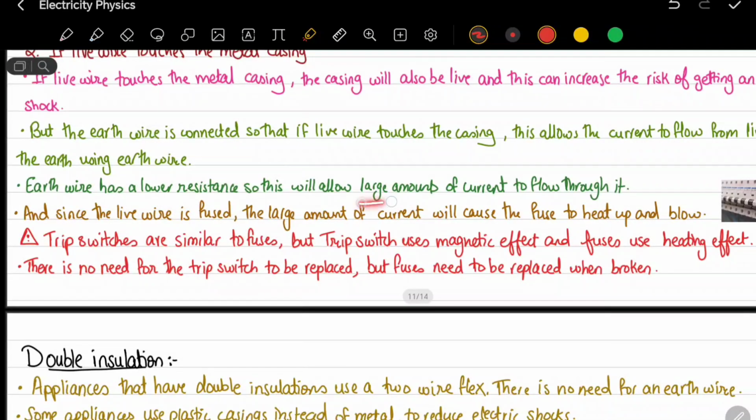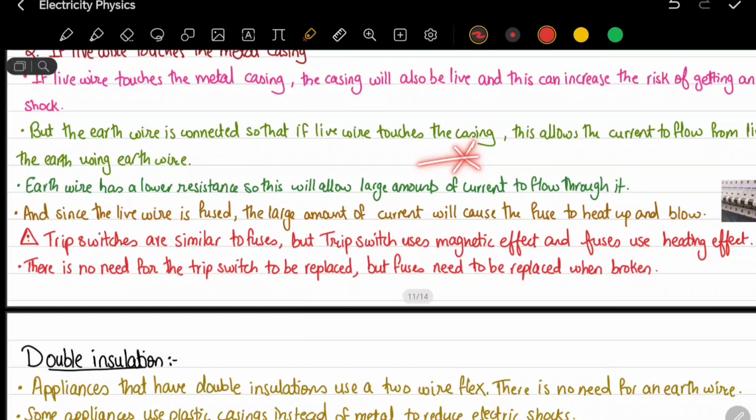The earth wire has a lower resistance, and therefore this will allow large amounts of current to flow through it. And since the live wire is fused, meaning that the live wire contains a fuse, the large amount of current will cause the fuse to heat up and blow, and therefore this will cut the circuit from the main supply and block the current from moving.